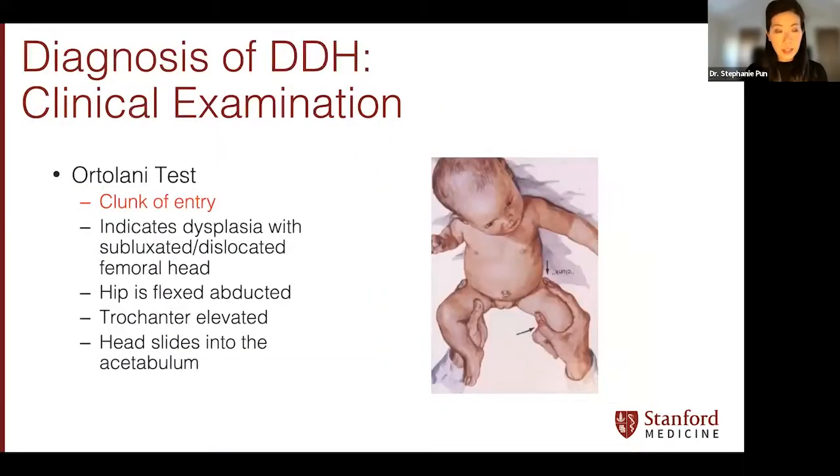On clinical exam, the Ortolani test is the test that determines if the hip is subluxated or dislocated. So what you feel is the clunk of entry of the femoral head into the acetabulum. If you have a dislocated hip, if you flex the hip, abduct the hip, and elevate the greater trochanter, then you can usually feel the femoral head sliding into the acetabulum. This requires the infant to be quite relaxed during the exam.